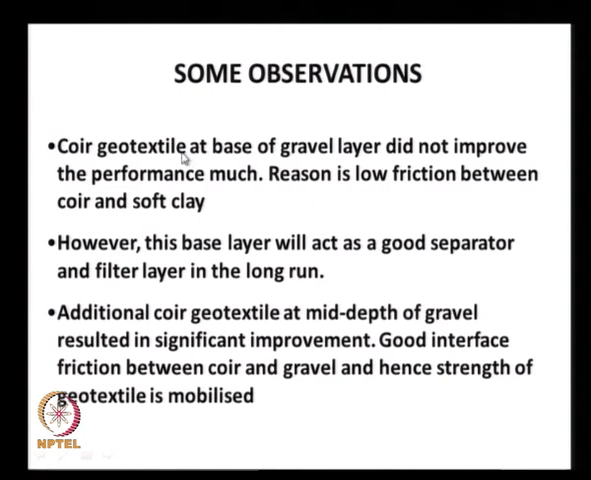Some of the observations are that the coir geotextile at the base of the gravel layer did not show much performance improvement, because the surface is very smooth because of the soft clay that we have. However, this base layer can act as a good separator and filter in the long run, thus improving the long term performance. And the additional coir geotextile at mid depth of the gravel layer results in a significant improvement because of the good interfacial friction between the coir and the gravel, and hence the strength of the geotextile and also the soil is mobilized to a higher degree.